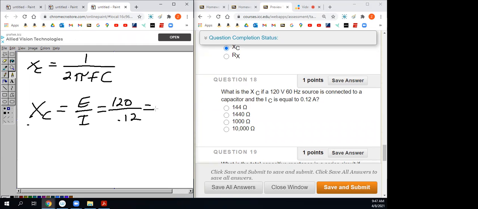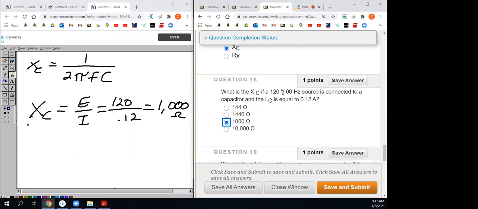So 120 divided by 0.12 equals, you have a calculator right in front of you, don't you? What's 120 divided by 0.12? 1,000. Don't overthink it.